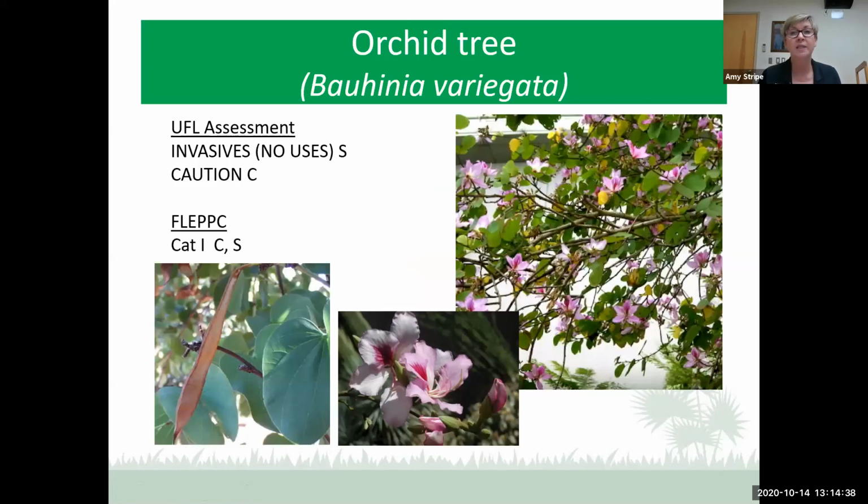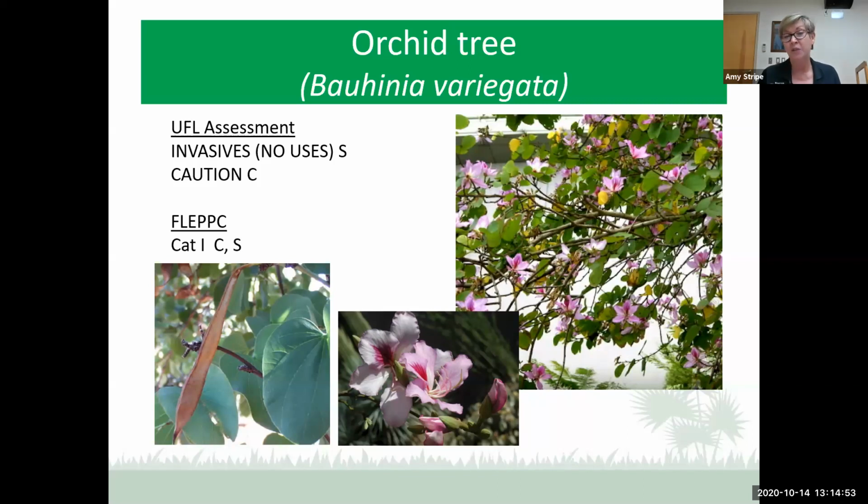Here's the orchid tree. This is Bauhinia variegata. The orchid tree is native of Asia. Look at the seed pod on this puppy. It really does self-sow prolifically. Very fast growing. It is a deciduous tree.